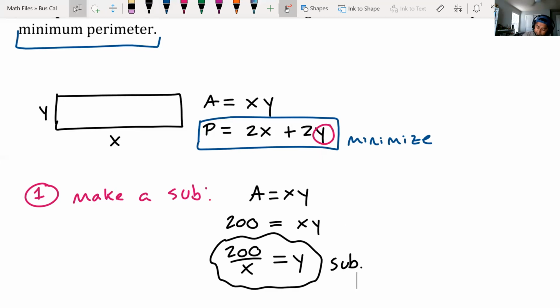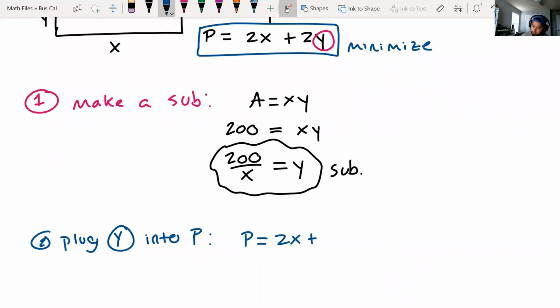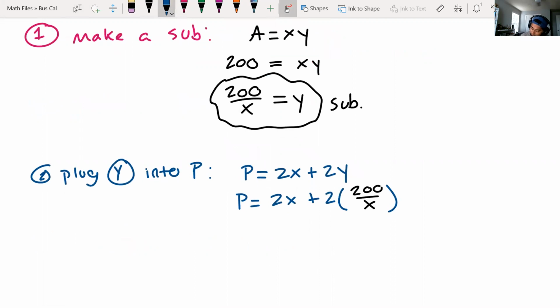So we'll make that a step: plug y into the perimeter equation. Here we have P equals 2x plus 2y. Now we plug in the equation for y, which is 200 over x, and then simplify, and we get 2x plus 400 over x.